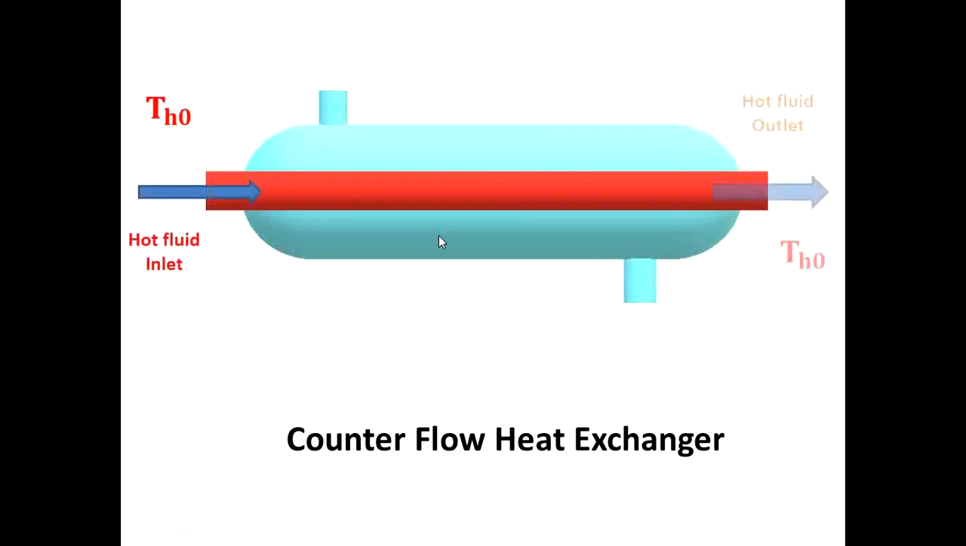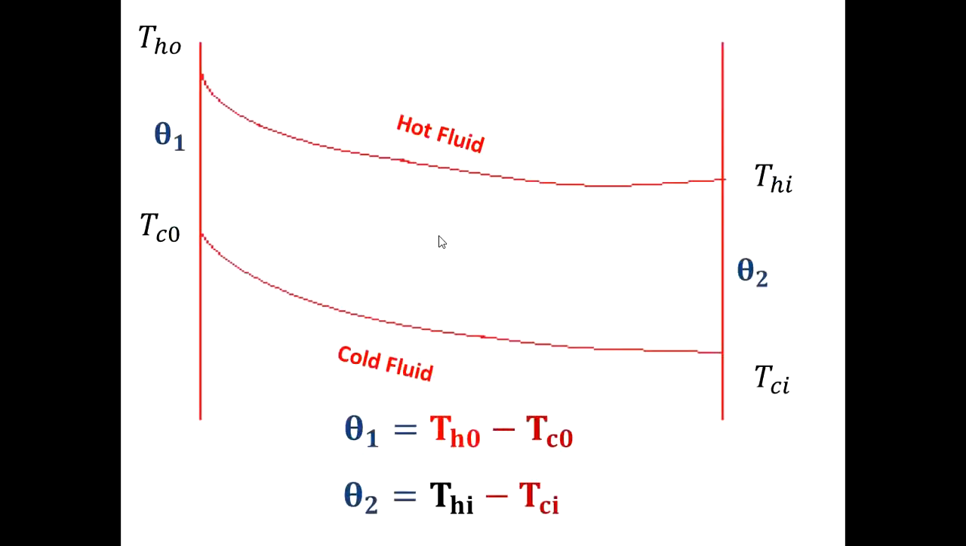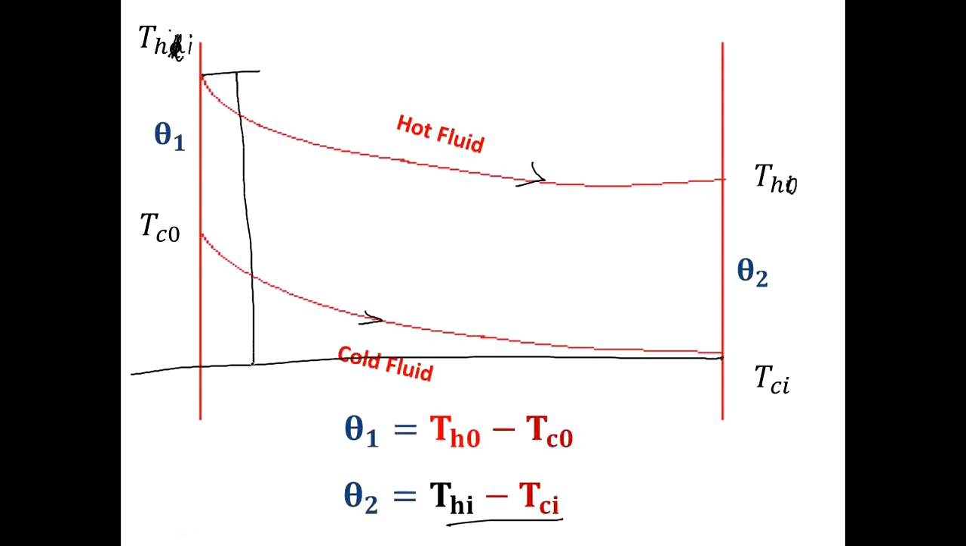Counter flow heat exchanger: as usual you write down the variation of temperature, it will be like this, theta 1, theta 2, TH0, TC0. Also you see here THI, TH0. The maximum temperature difference is this. Delta T max is equal to THI minus TCI.